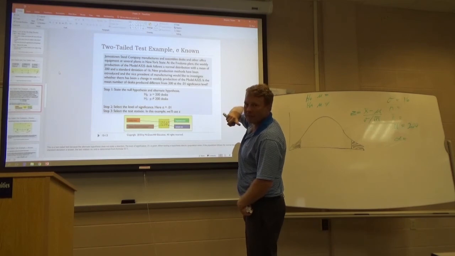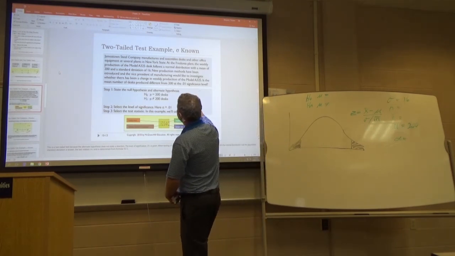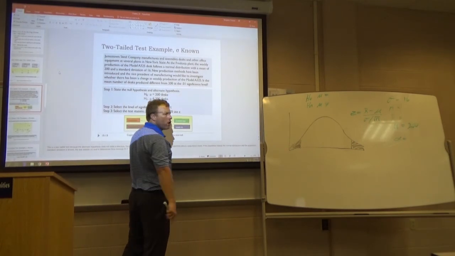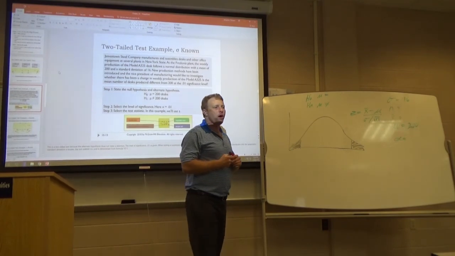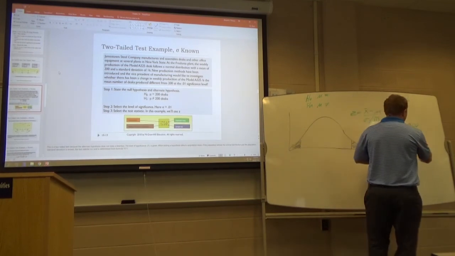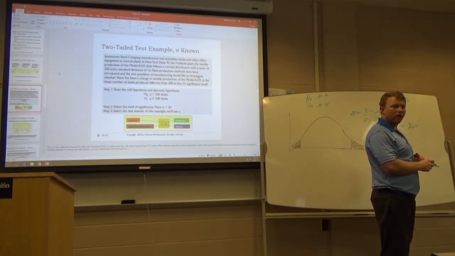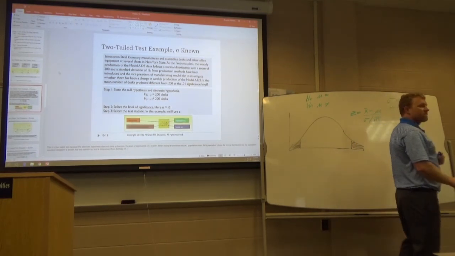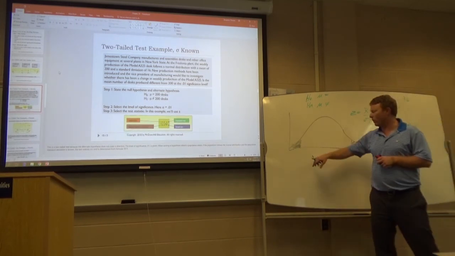So we have these new processes. We changed the way we do them, right? And we want to know, is the mean number of units produced different from 200 at the 0.01 significance level? 0.01 significance level is what? Well, what is the significance level? It's our alpha. 0.01, isn't it? Very good. So now we know something else about this curve, don't we?